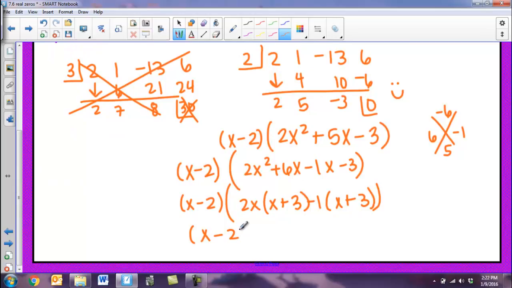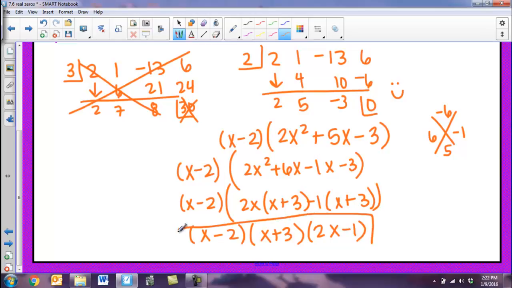So I have x minus 2 times, my first factor would be x plus 3, the one that matches, and then my leftovers. And I can't go any further with this. So that would be how I could fully factor that polynomial when I couldn't do it before. Also, that means that if I had tried to do this synthetic division with the answer of -3 or 1/2, it also would have worked out. So there's multiple ways to get this.